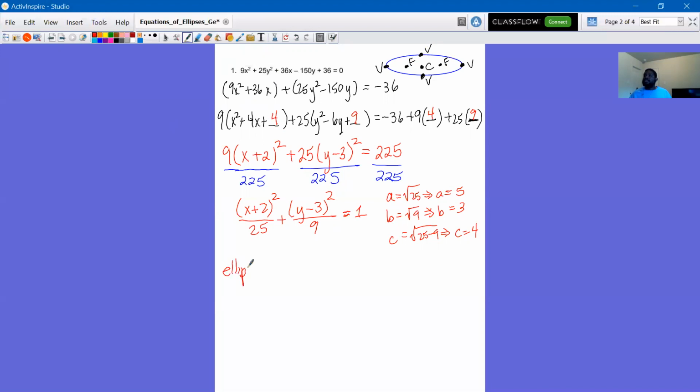So it's an ellipse with center -2, 3. And next we're going to find our focus points. Actually, our next thing, we're going to find our vertices.